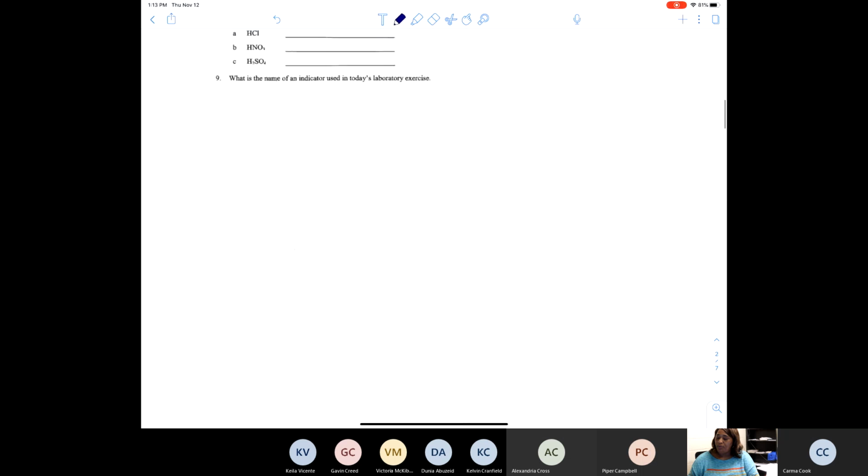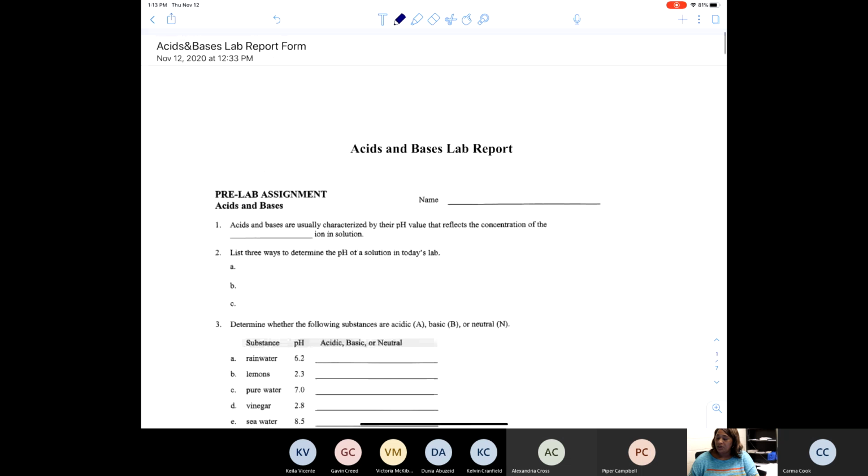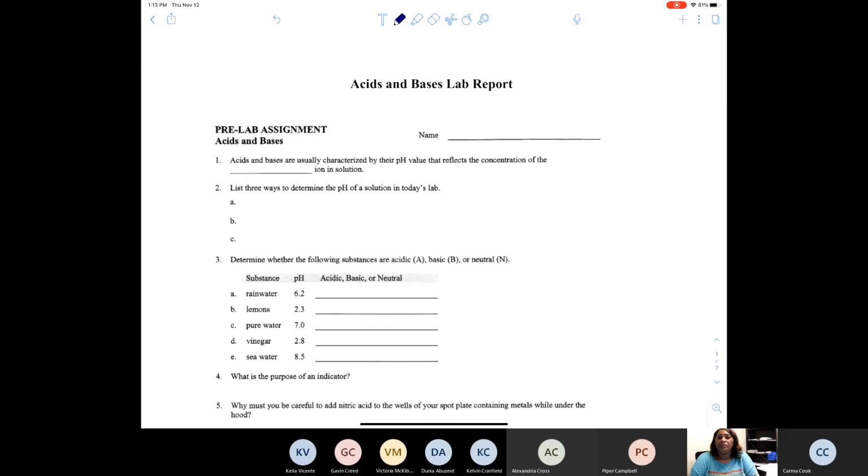And then make sure you get your report uploaded to the Dropbox with the pre-lab assignment as a part of your report. You're going to turn in the entire document as a single PDF or .doc file, and you have until Friday night, 11:59 p.m. to do so. So if you need to go back and view any of the pictures or watch any of the videos, please do so, and just make sure your report is uploaded by Friday night.